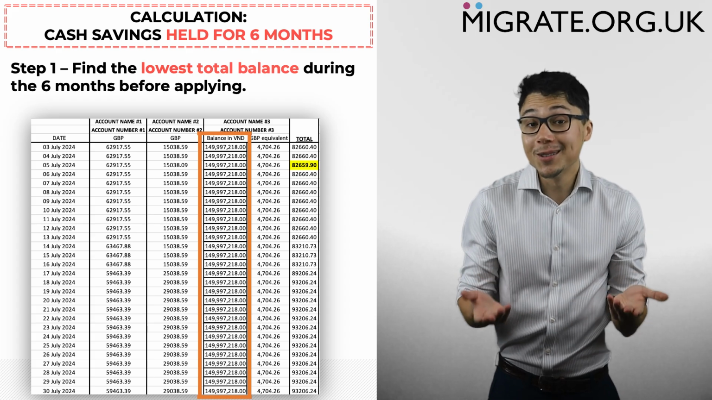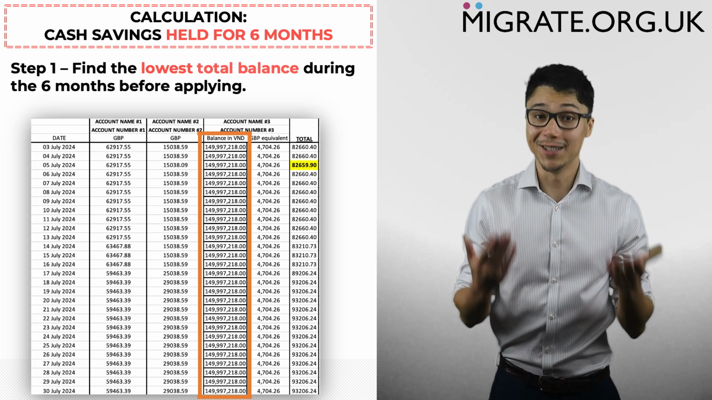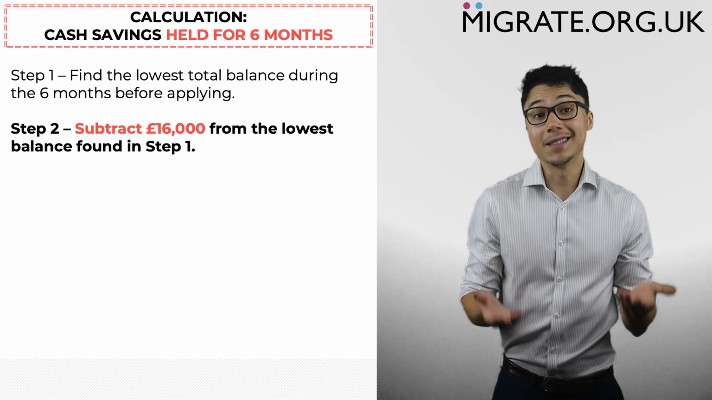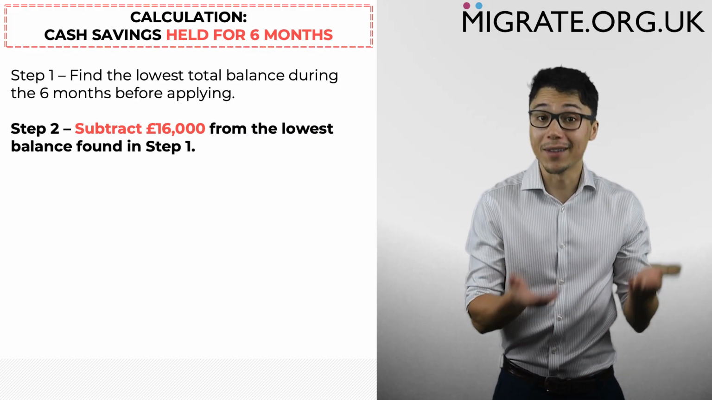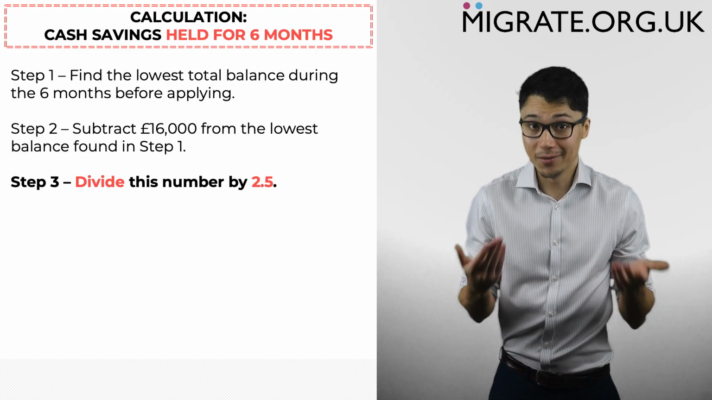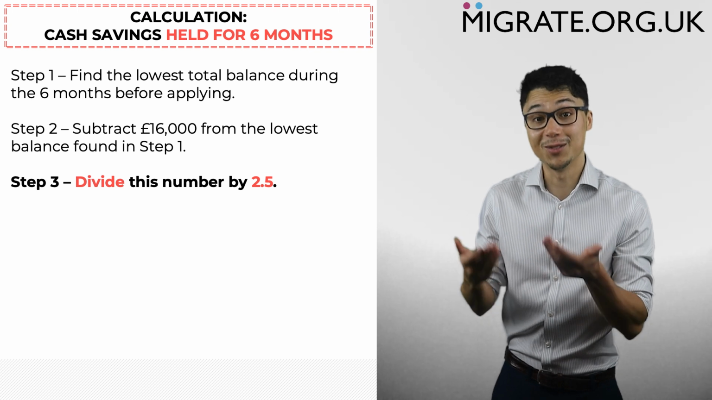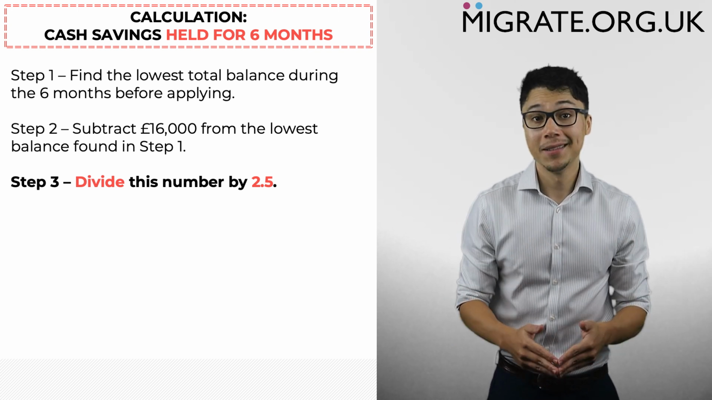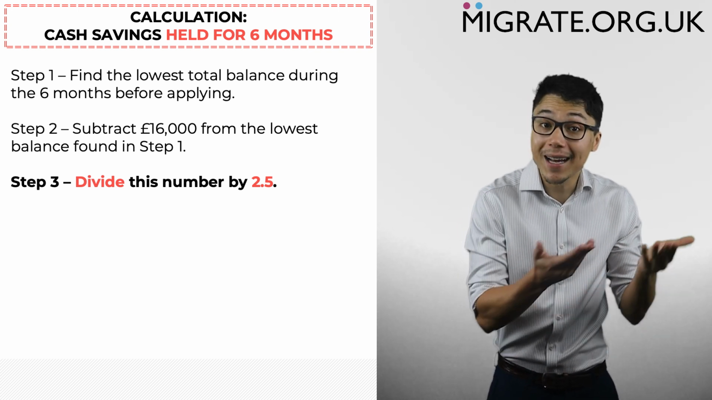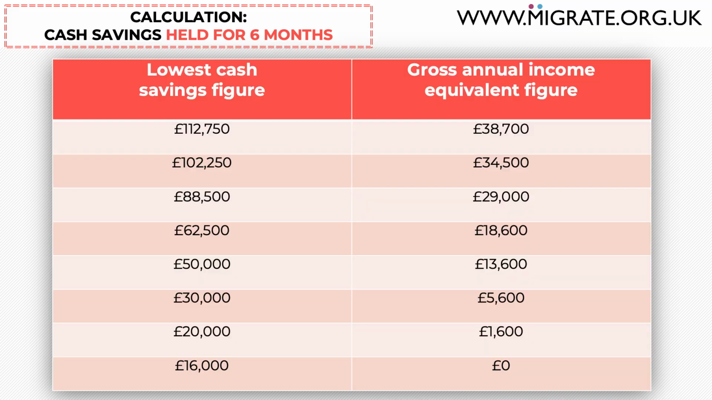If the cash funds are not in British pounds, you should list the relevant conversion figure as we discussed earlier in this video. Step 2. Subtract £16,000 from the lowest balance found in Step 1. And then finally, Step 3. Divide this number by 2.5, assuming you're applying for a spouse or partner visa and not indefinite leave to remain, where this step is not relevant. The result is the cash savings gross annual income equivalent figure you can count towards the financial requirement. Here is a table showing cash savings and their gross annual income equivalents.